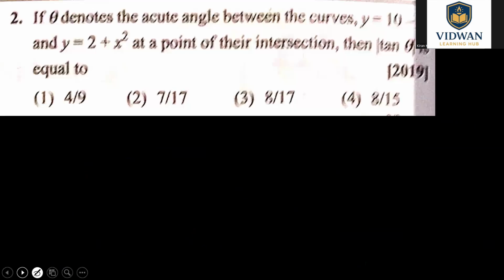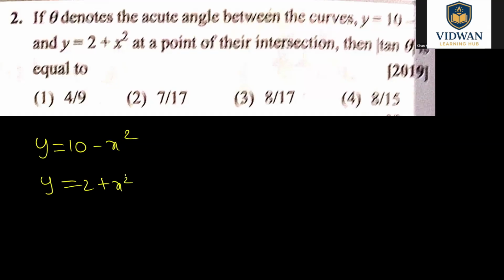So let's move on to the next question. So all of you try the second one. If theta is the acute angle between the curves y equal to 10 minus x square and y equal to 2 plus x square, acute angle between the curves is theta. At their intersection point, what is mod of tan theta?